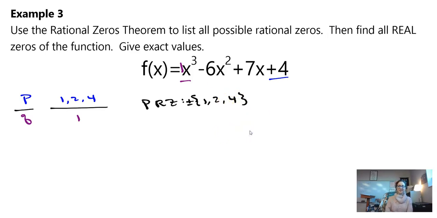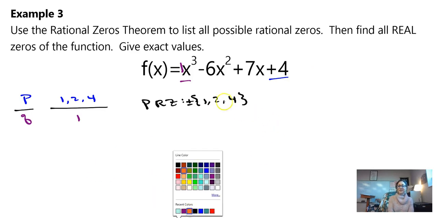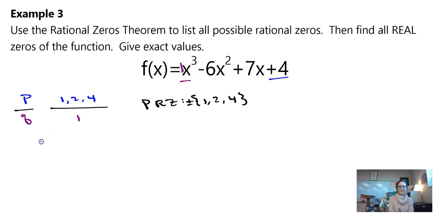So since 4 is a 0, then what is a factor? X minus 4. So let's take my cubic and divide by x minus 4. I can use synthetic division and put what in the corner? Put 4 in the corner. And then my coefficients are already ready to go for me. Go ahead and do synthetic division for that part. Hit continue when you're ready to continue.